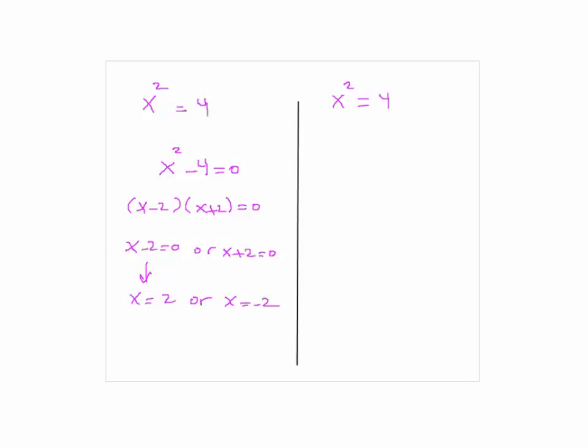So now we are using a different method. Yeah, now we're using this different method. We're using the square root method. So we're taking the square root of both sides and we're putting a plus and minus here. And we get the same answer, x equal to plus and minus 2, as we did here.